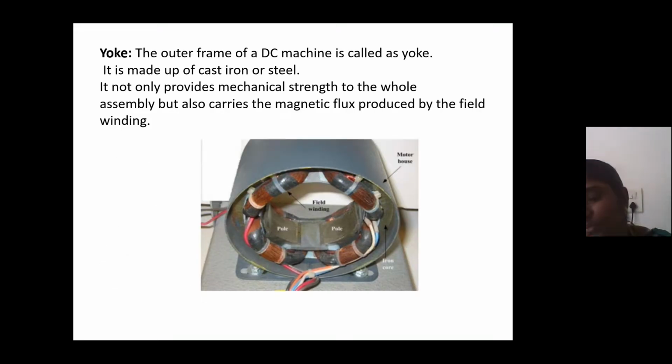So what is the purpose of the yoke? What is the function of the yoke? Why are we placing this? The outer frame of a DC machine is called the yoke. It is made up of cast iron or steel, which helps to protect the system. It not only provides mechanical strength to the whole assembly, but also carries the magnetic flux produced by the field winding. This diagram helps to understand the form of the yoke and how it is placed.